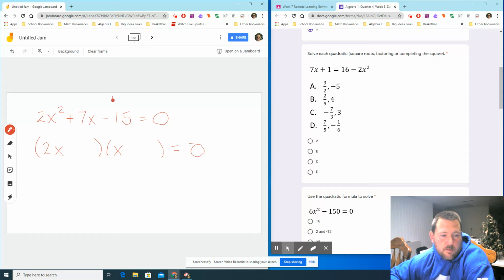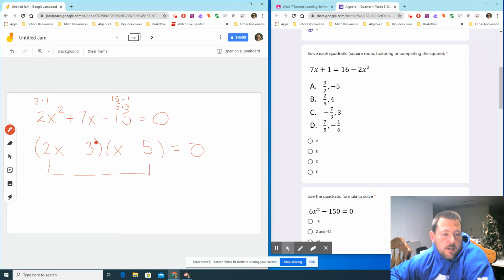And here I've got some options. I've got this 15 and 1, and I've got 5 and 3. You guys are probably really good at this by now if you've been doing these. So we just got to combine some things together to see if we can get it. If I put 5 with 2, that makes 10, and 1 with 3 makes 3. And I can get 10 and 3 to make this 7. So we're going to put 2 times 5 right here, and then we're going to have our 3 and our 1 right here.